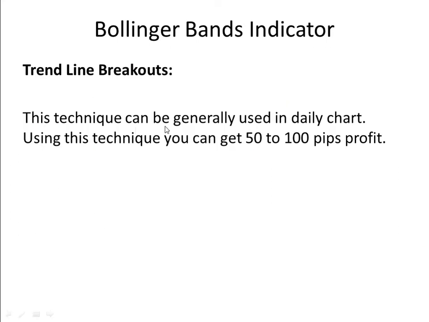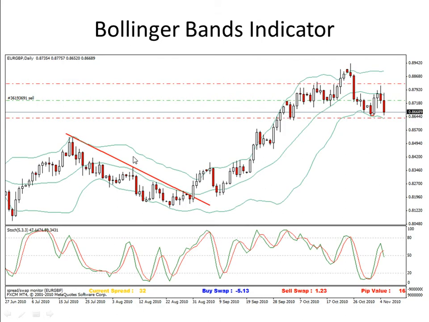Trendline breakouts. This technique can generally be used in a daily chart. Using this technique, you can get 50 to 100 pips profit. If you see, the trend is downwards at this point, and you can draw a clear trend line, and the trend line is broken with a strong candlestick. Normally when the trend line is broken, it will break the upper Bollinger Band also. So you can take this opportunity, and you can get almost 50 to 100 pips.